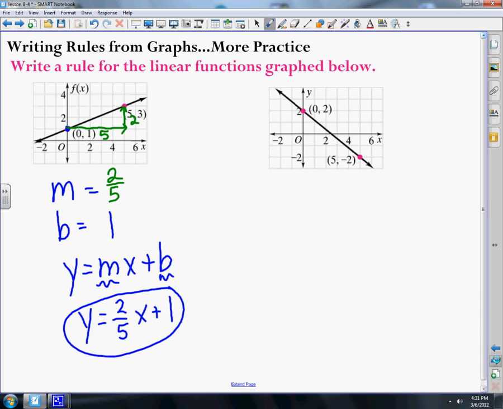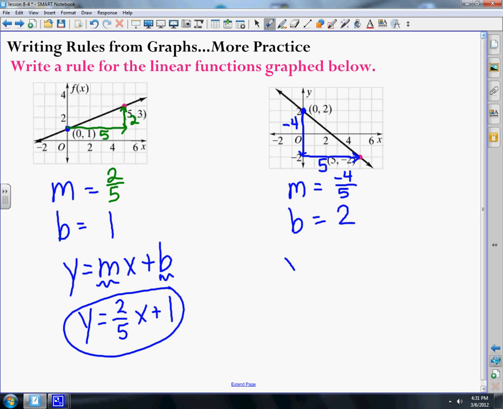Now let's look at this graph. Again, we need to identify the slope and the y-intercept. The y-intercept is where the line crosses the y-axis, which is at 2. And if we make our stair step to find the slope, we will find that we move 1, 2, 3, 4 down. Because we're moving down, that is negative, and we move 1, 2, 3, 4, 5 to the right. So the slope is rise over run, which is negative 4/5.